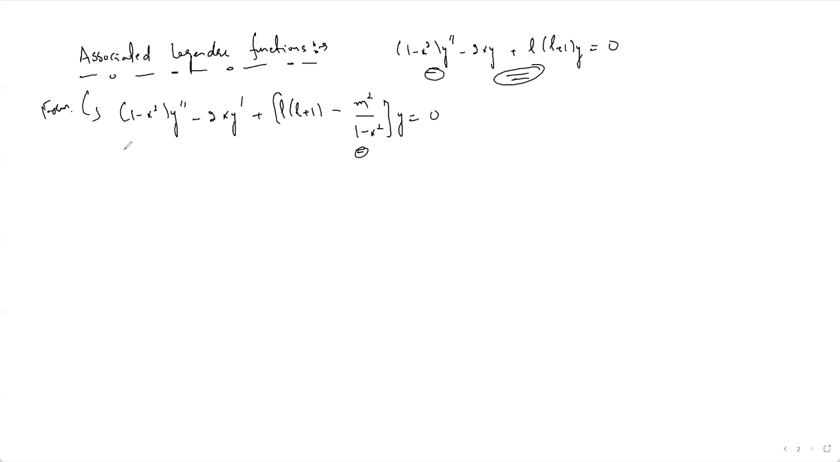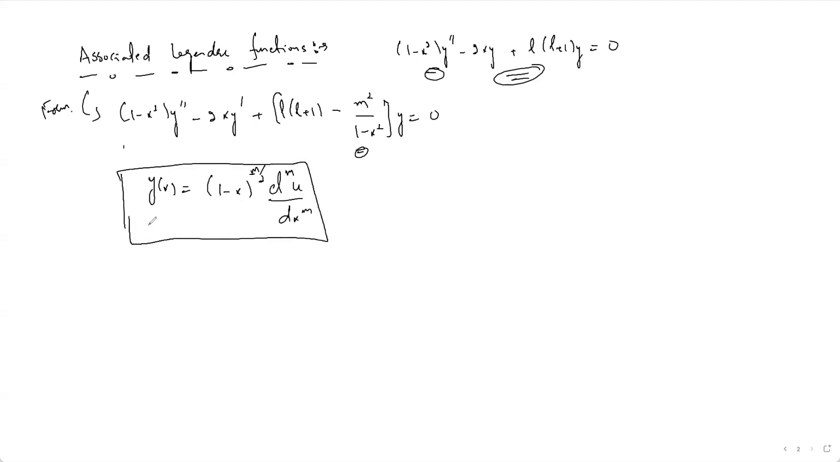Okay, and we will just try to obtain the solution of this equation also. The solution is y equal to 1 minus x square raised to the power m by 2 times d^m u by dx^m. This function is what we call the associated Legendre function. This is a solution, the associated Legendre function. Now we will try to find out whether this is a solution to this differential equation or not, which is very simple and very easy.